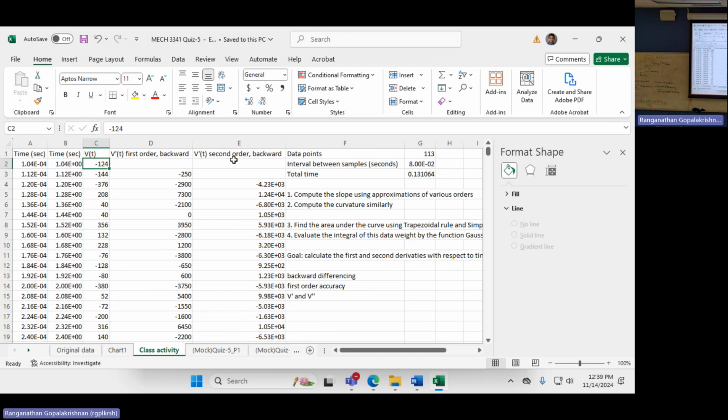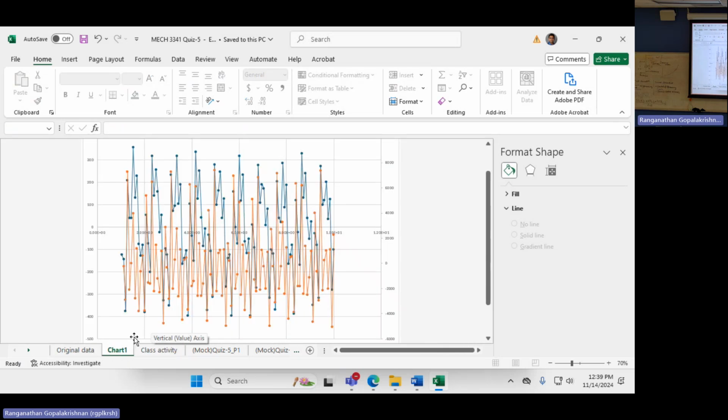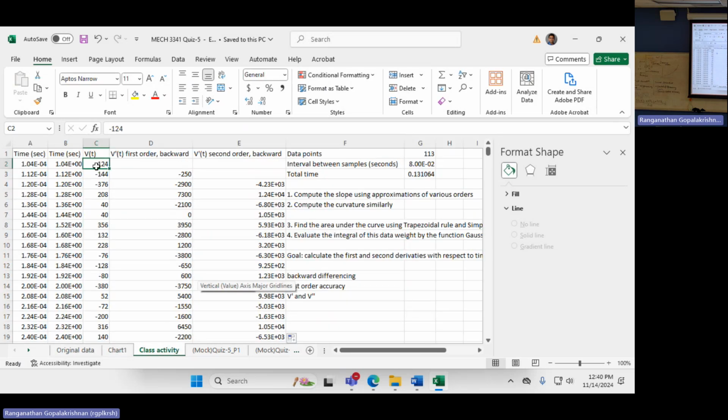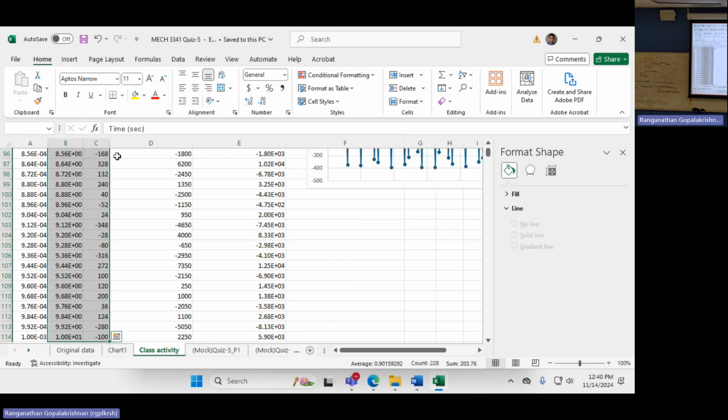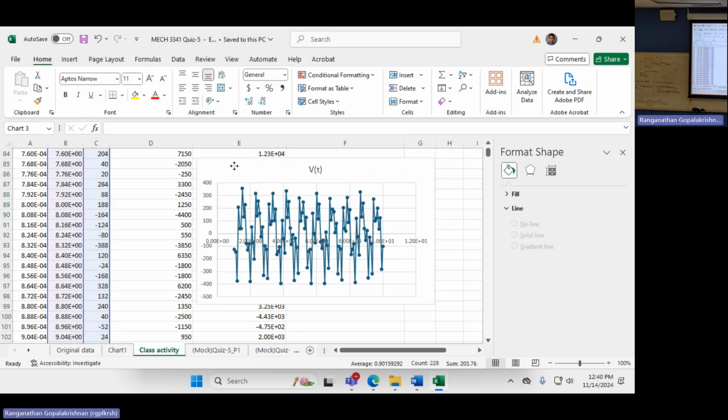Last thing before I let you go today. How will you evaluate the area under this curve? Say, for example, we are interested in this data, P of t, which is plotted here.